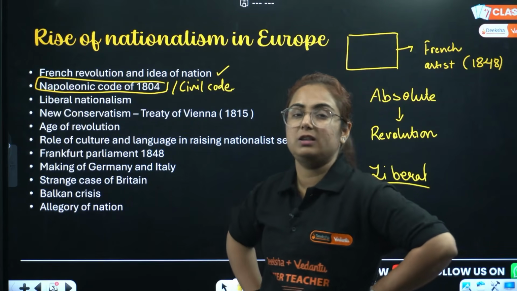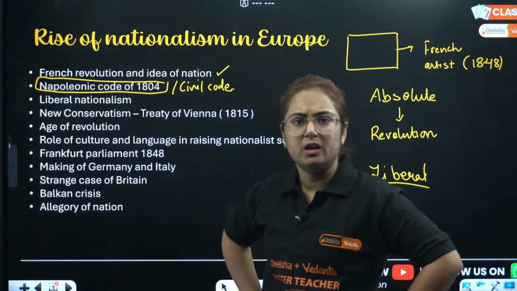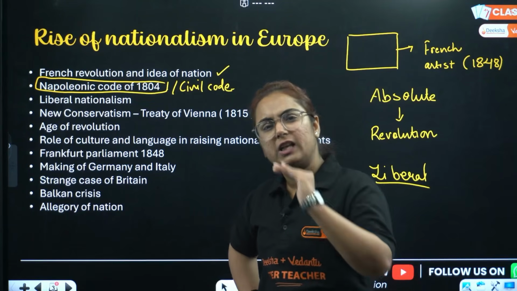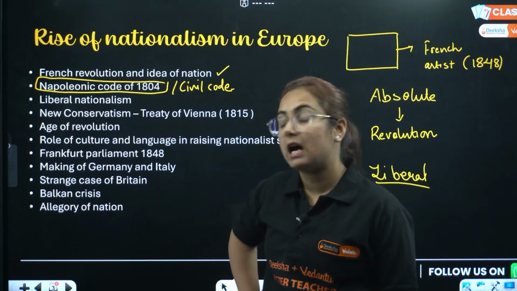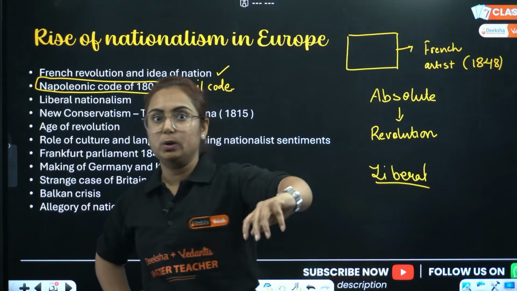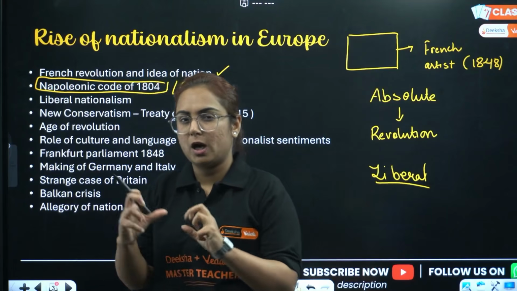Conservatives said, oh my God, this Napoleon is going to kill us. So what should we do? We should kill this Napoleon. How? Let's make a group together. Whenever there is someone powerful, what do we do? We make a group together.